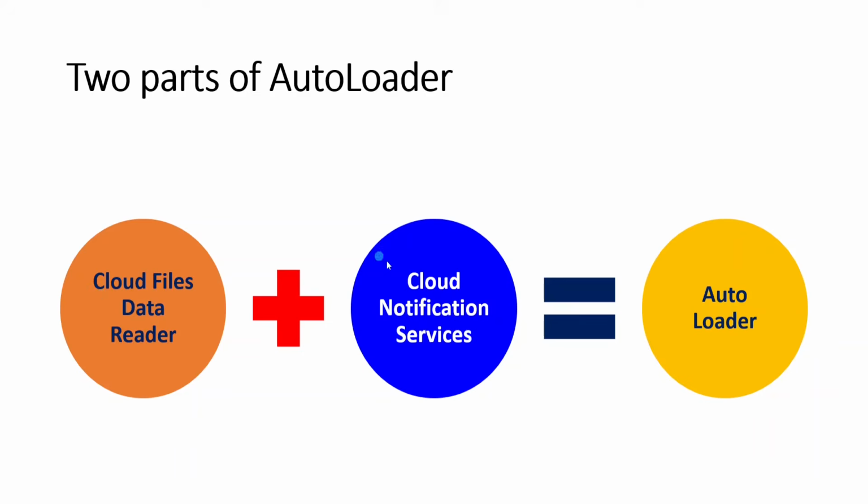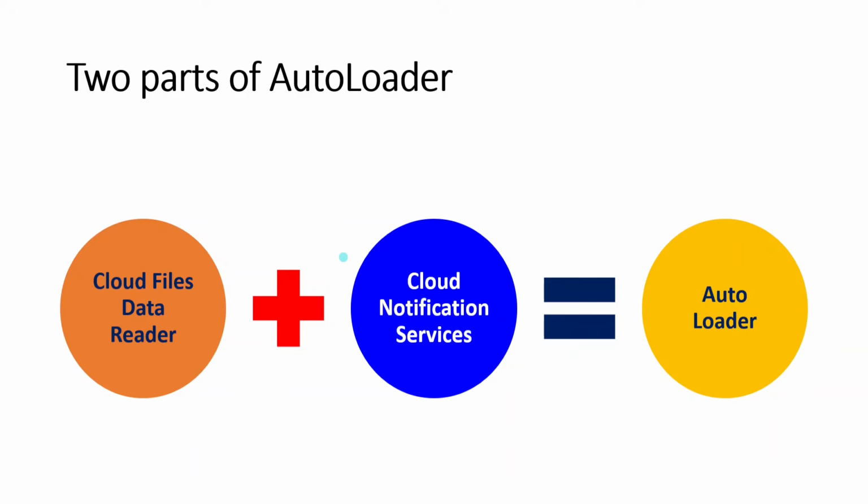And the second one is cloud notification services. This is optional. Coming to cloud notification services, there are two internal options. One is directory listing, that is the default one. If you don't specify any option, then it is going to act as a directory listing. But apart from that, there is one more option, which is file notification method, and we can choose that explicitly. But in order to choose that, we have to grant certain access that I will cover in the next slide.